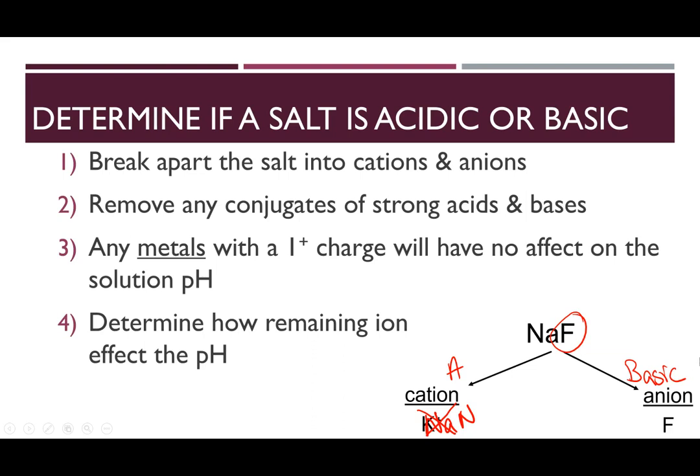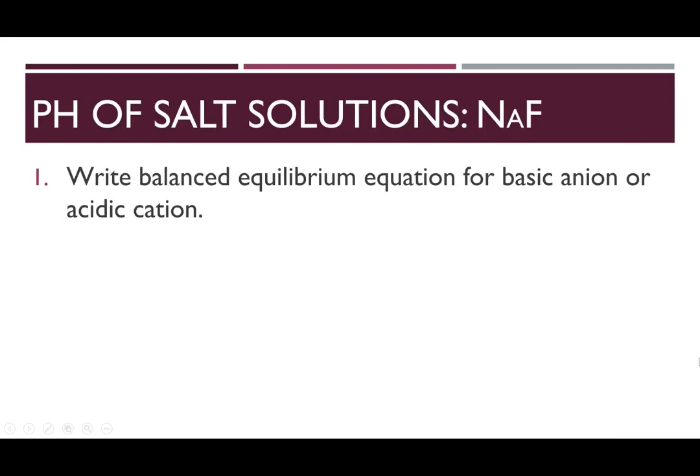Now, how do we take that information and apply it to a pH problem? The first step at this point is to write a balanced equation for that basic anion or acidic cation. In this case, we're dealing with fluorine. So we are going to write exactly how fluorine is going to affect the pH. Fluorine is going to react with water. Water will always be the reactant that we put our ion with.